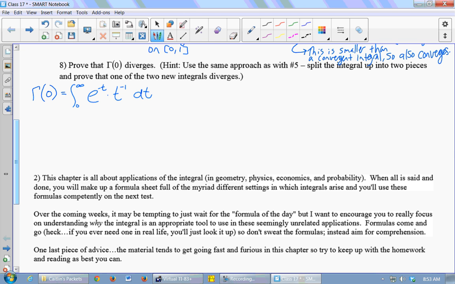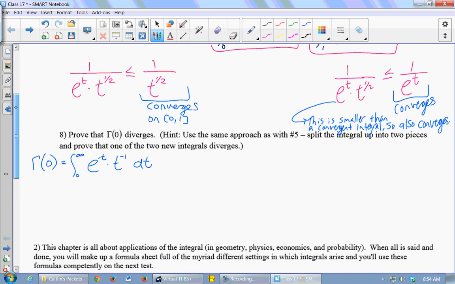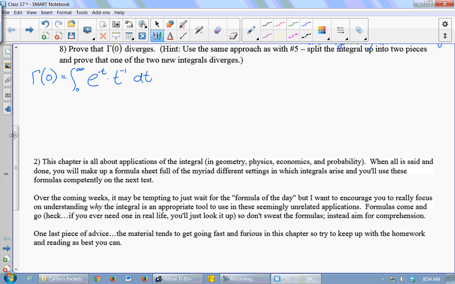I'm going to break it into two integrals, 0 to 1 and 1 to infinity. To show that the whole thing is infinite, I have to show that at least one of them is infinite, right? Because something infinite plus something finite is still something infinite. So to show convergence, you have to show they both converge. To show divergence, you just have to show one diverges.